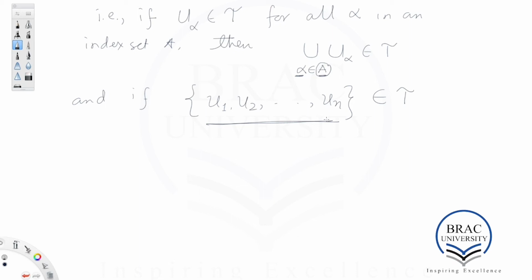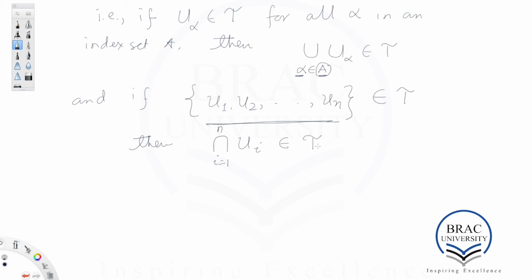Okay, so it's just a finite collection that is enough, right? Then the intersection of U_i, i from 1 to n, should also be in tau.